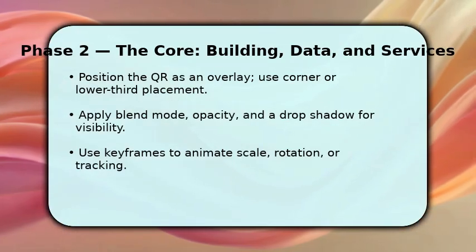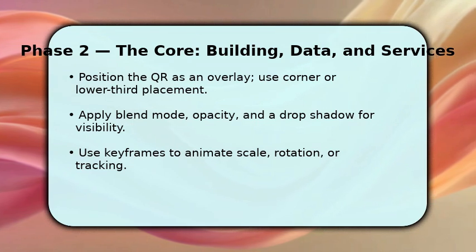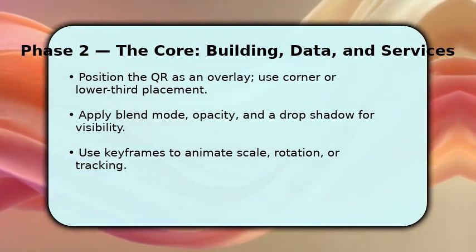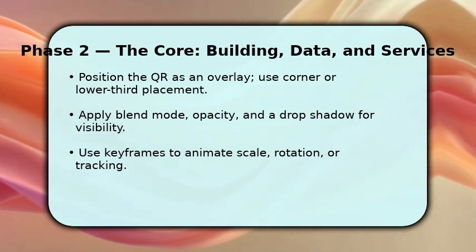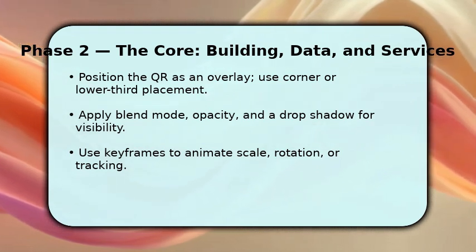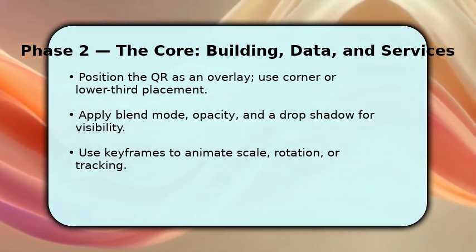Next, position and style the QR code so viewers can easily scan it. Align it with rule of thirds points for better sightlines. Then adjust opacity and blend mode to maintain contrast. If the background is busy, add a simple border or drop shadow to isolate the code.